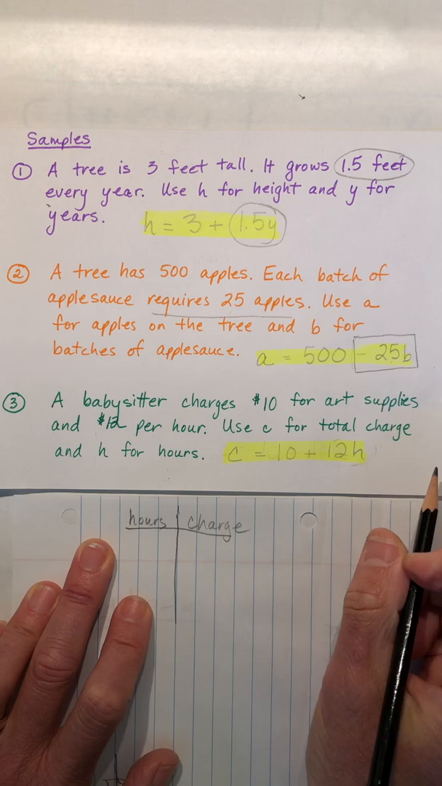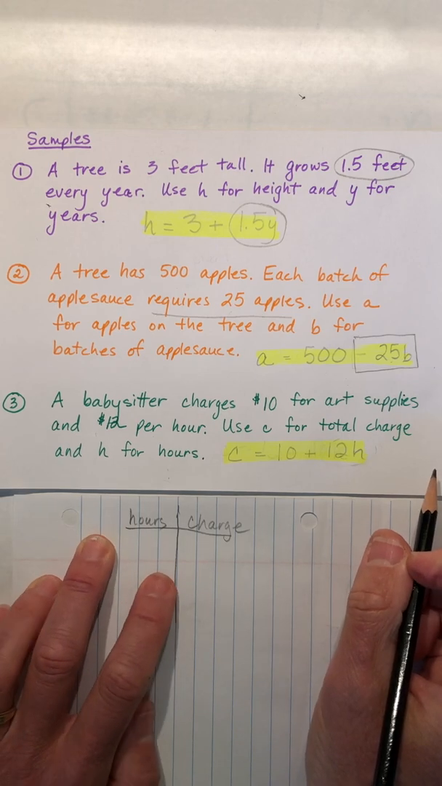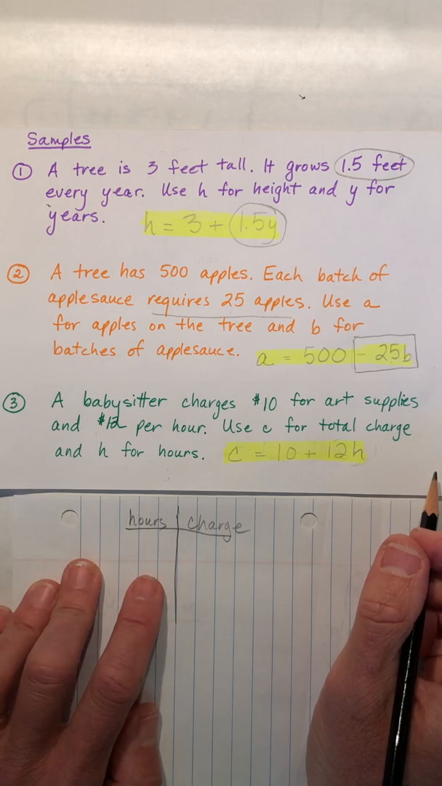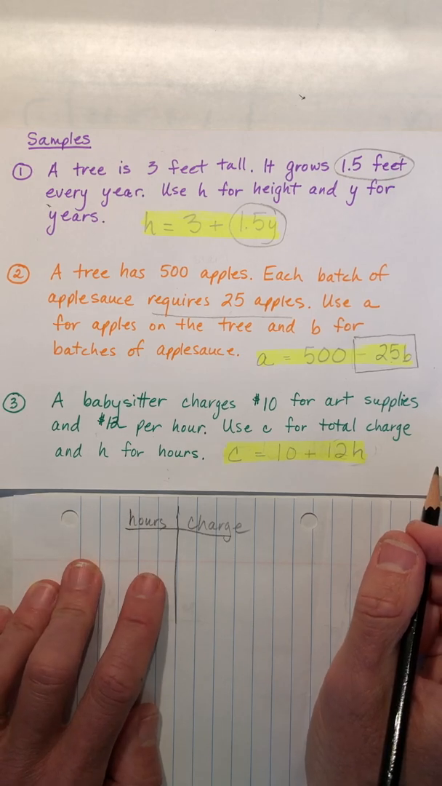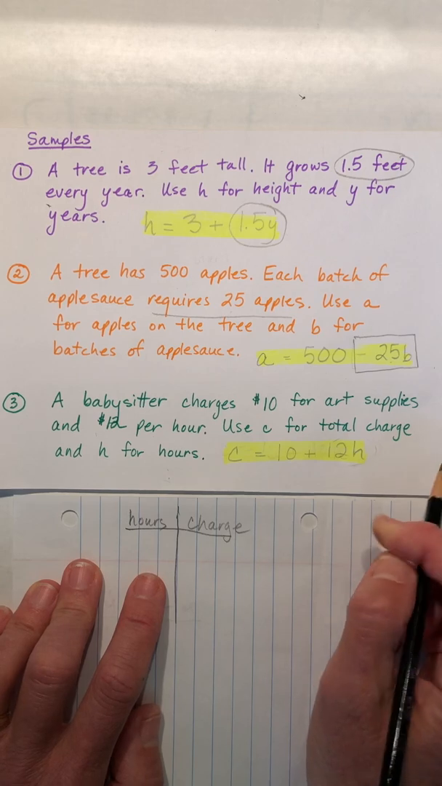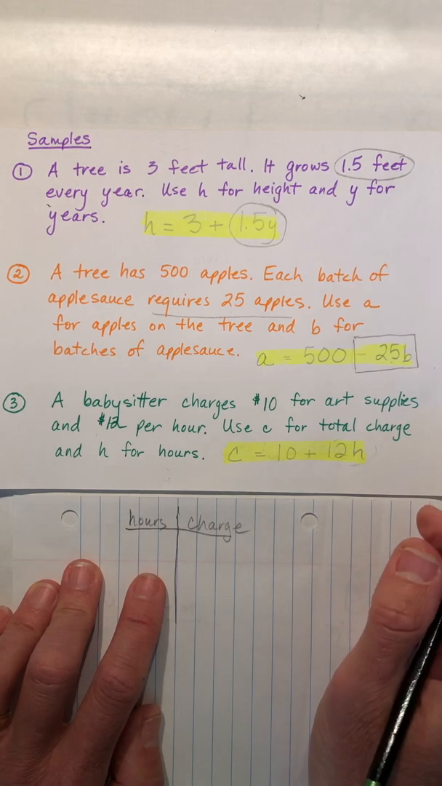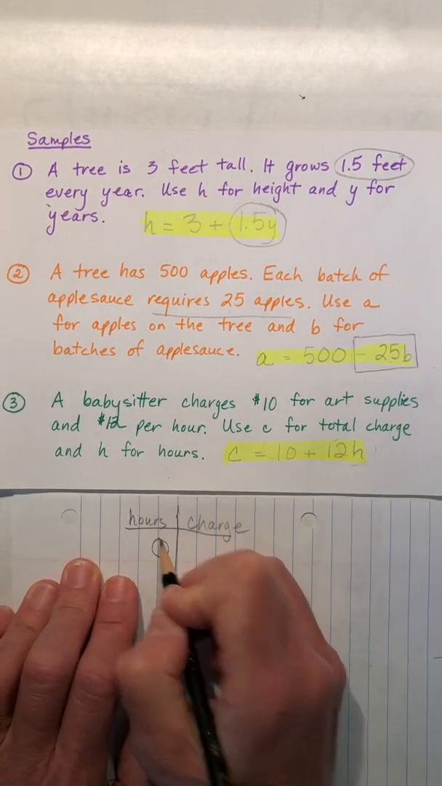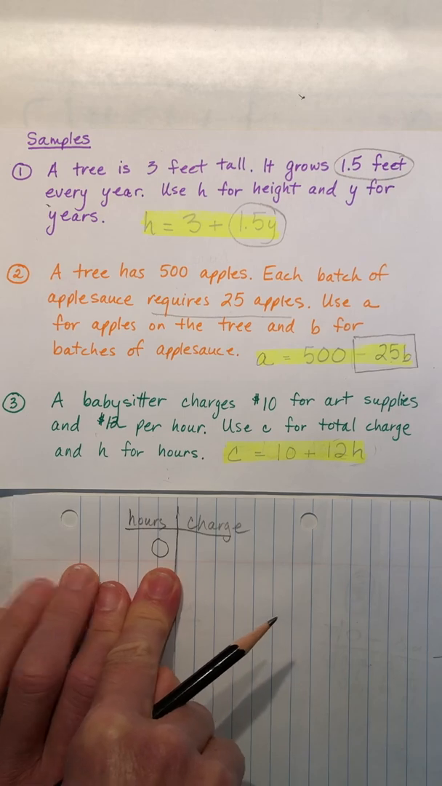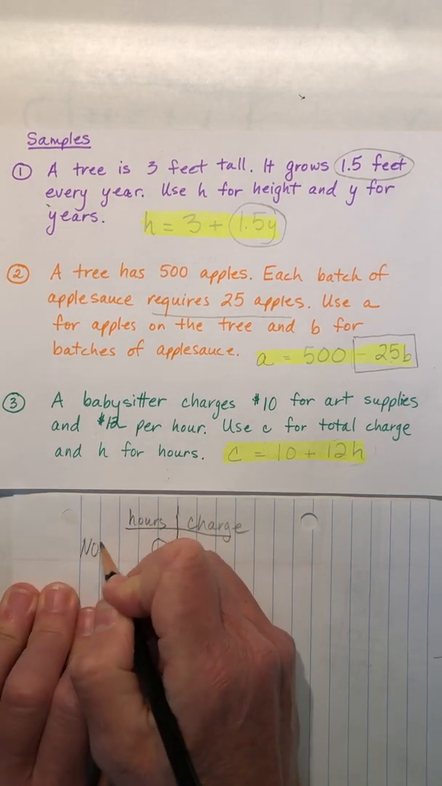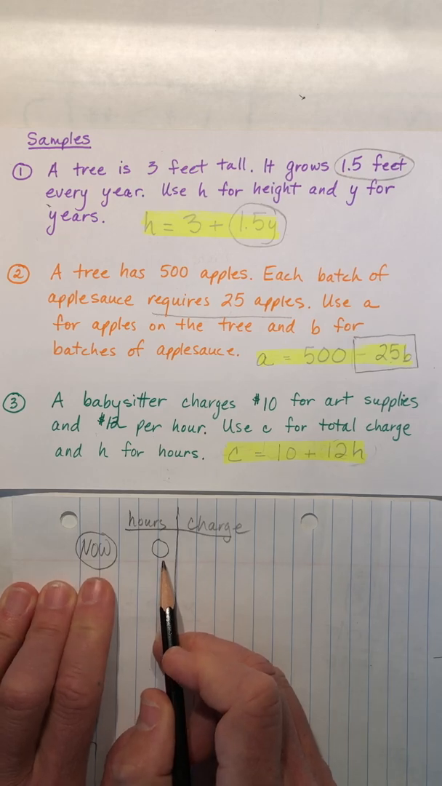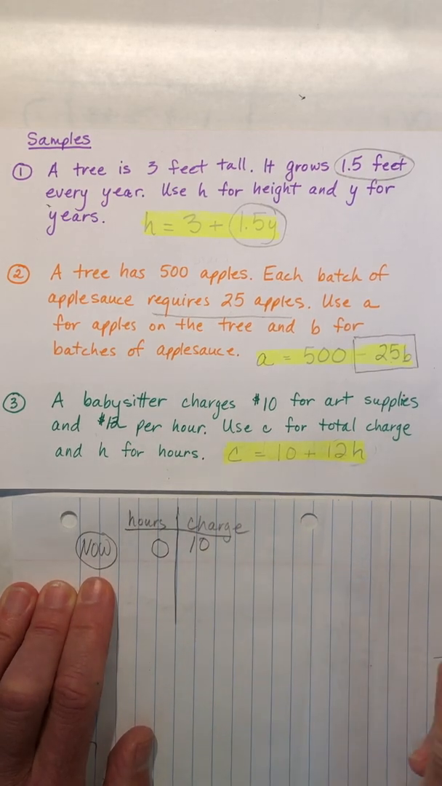No such thing as negative time. I cannot use -2, -1. Could there be 0 hours? Well, let's think about that for a second. Let's say the babysitter shows up at your door, hands you the art supplies, and starts babysitting. Before this babysitter has even started, before 0 hours have been worked, meaning now this babysitter is on your doorstep, you have been charged $10 for the supplies.